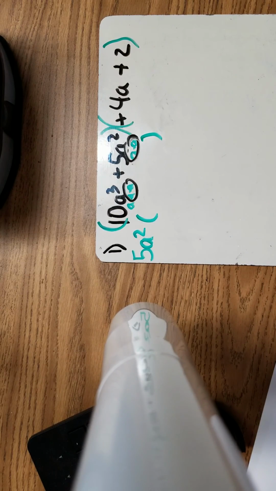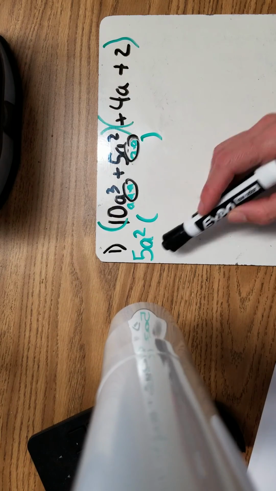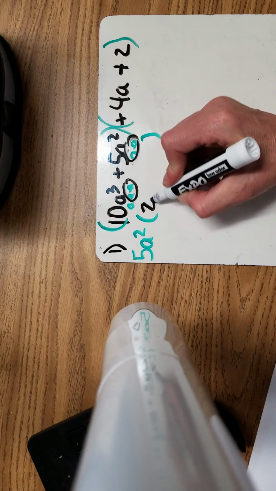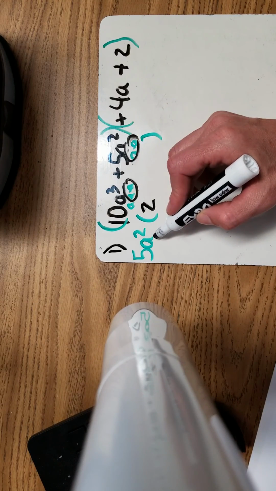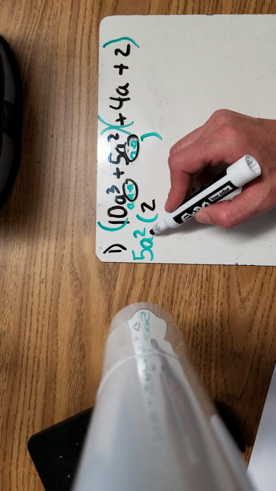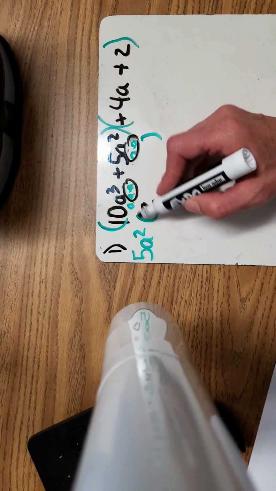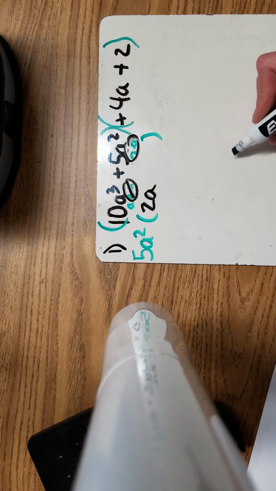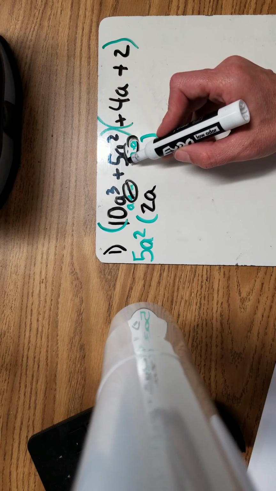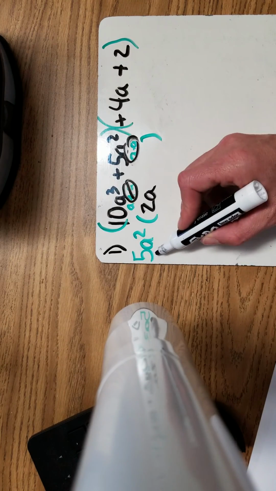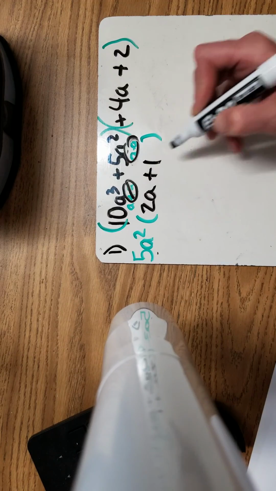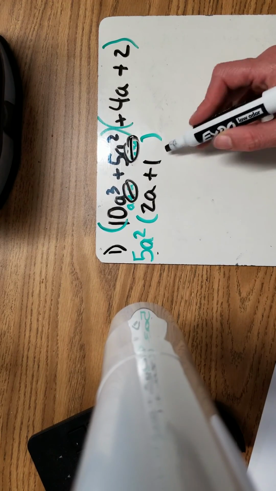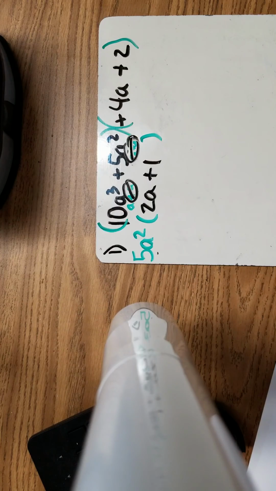Okay? And then basically I'm dividing by that 5a squared. So 10 divided by 5 is 2. And then a to the third divided by a squared, or you can think about it as subtracting out those a squareds. I have 1 left over if I take away those 2. Okay. And then we move over to the next term. 5 divided by 5 is 1. And then I'm factoring out the a squared, which leaves me with no a's left over.